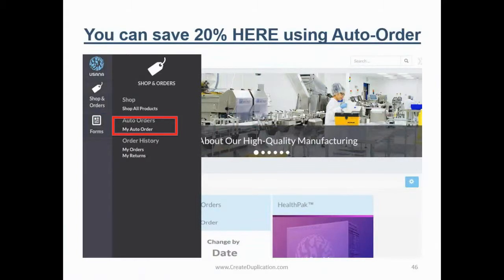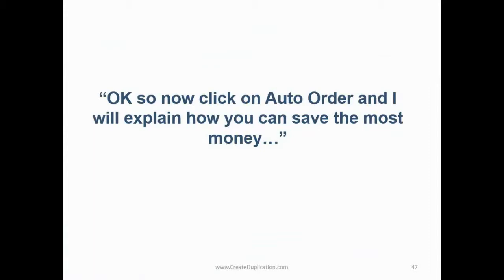Okay, so I want you to click on the auto order button right now. I'm going to show you where to save to 20%, because this is what I use to save the most money on my USANA orders. So go ahead and click on auto order, Marianne, and so then you tell your client, they click on auto order. Next thing you're going to see, so here's what I say. Okay, so now click on auto order, and I will explain how you can save the most money.